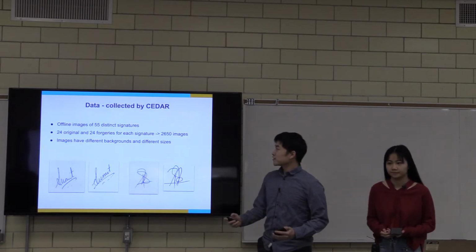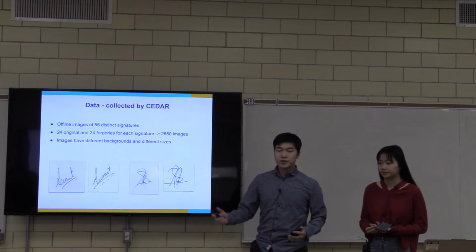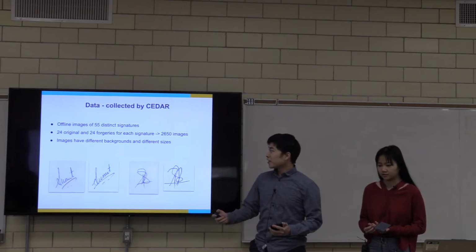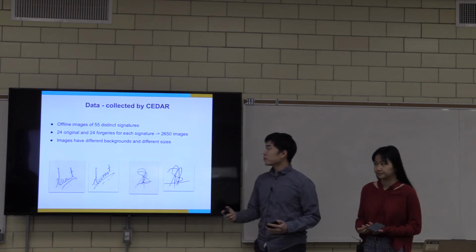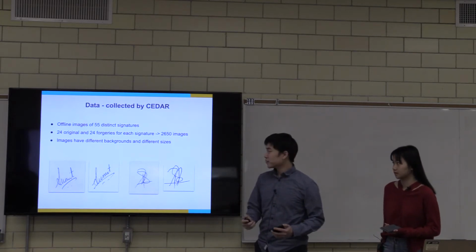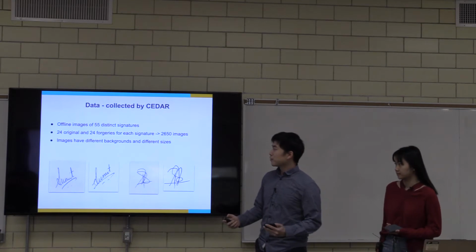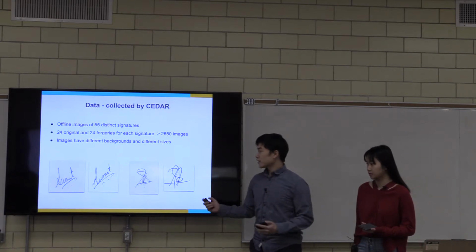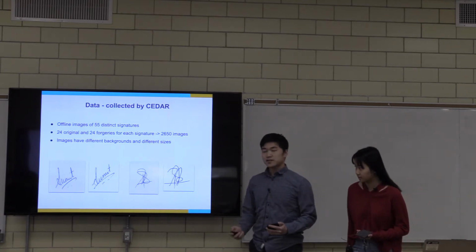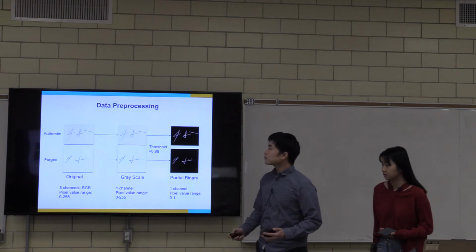The data set is prepared by CDAR. We found this online. It has 55 distinct names. Each name has 24 original and 24 forgery attempts, samples. We believe this data set has some issues, so we process the data set in the following steps.